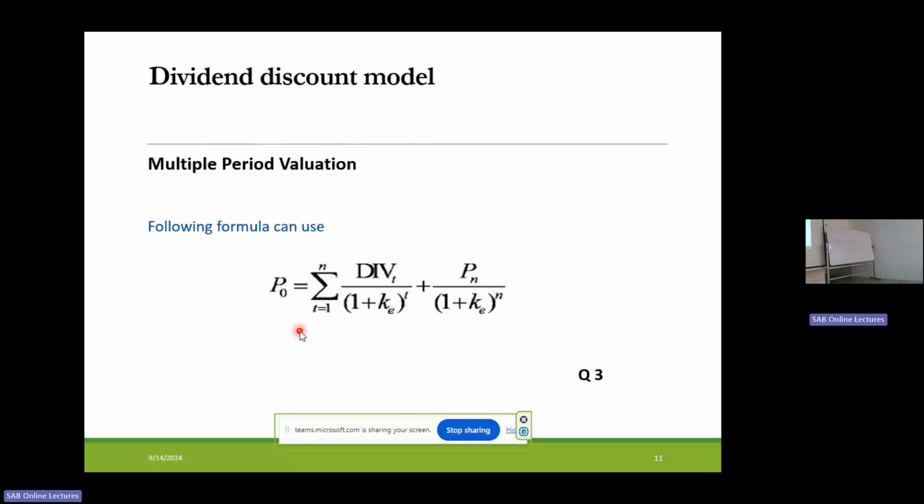If it is a multiple holding period, in the single holding period you have only one dividend. That is why we call it the single holding period. In case of the multiple holding period, you will have more than one dividend. So you have to discount each one relevant to its different period.